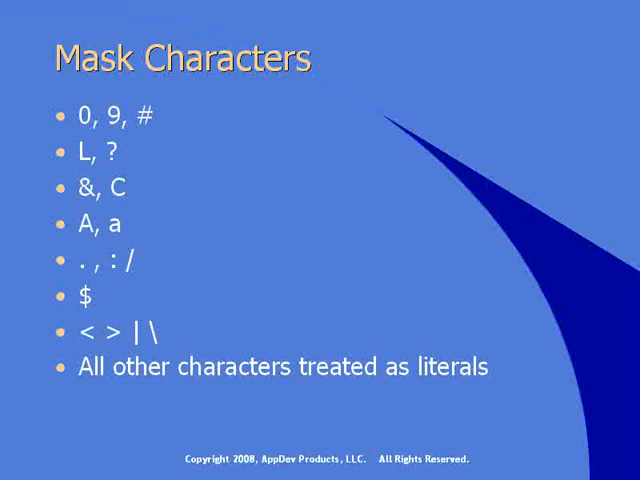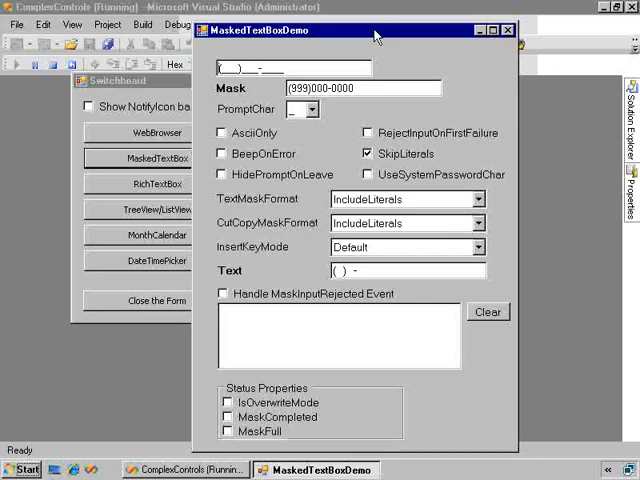Let's look at a demonstration that shows off various properties of working with the masked text box control. Our sample form allows you to play with just about every important property of the masked text box, which is shown here. For example, the prompt character. I can choose from any of these items here, and we'll change the character that prompts us in the masked text box.